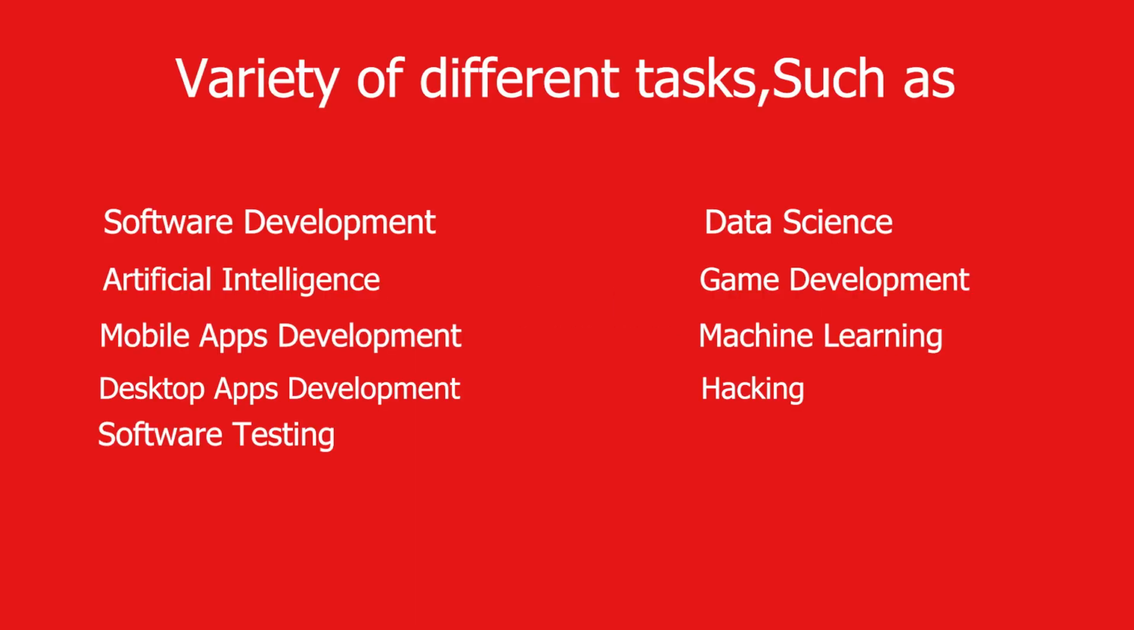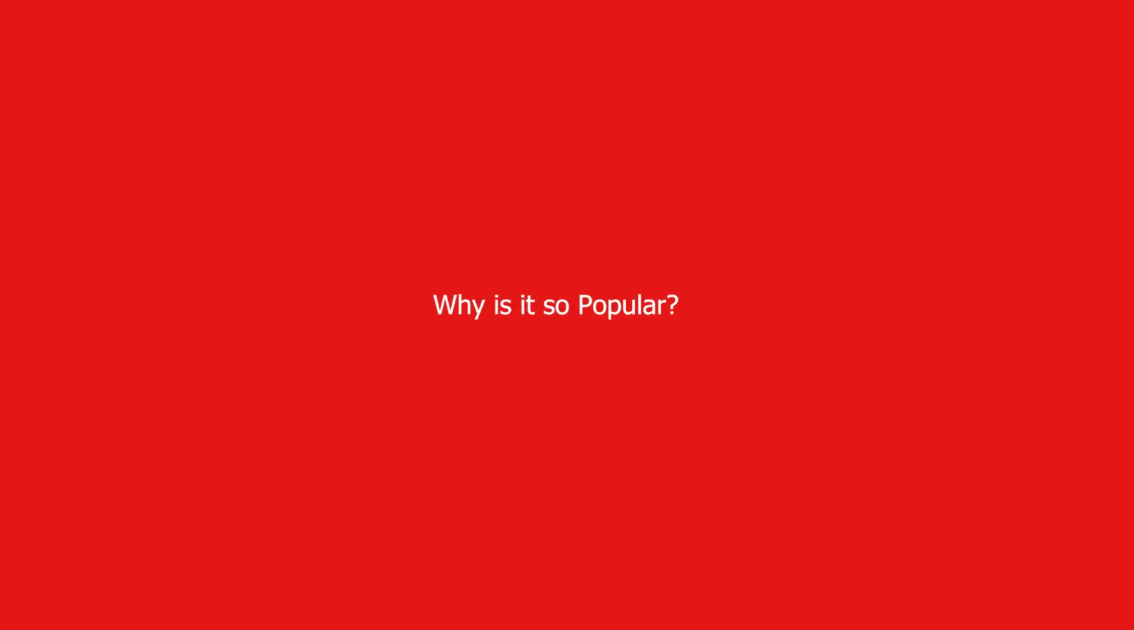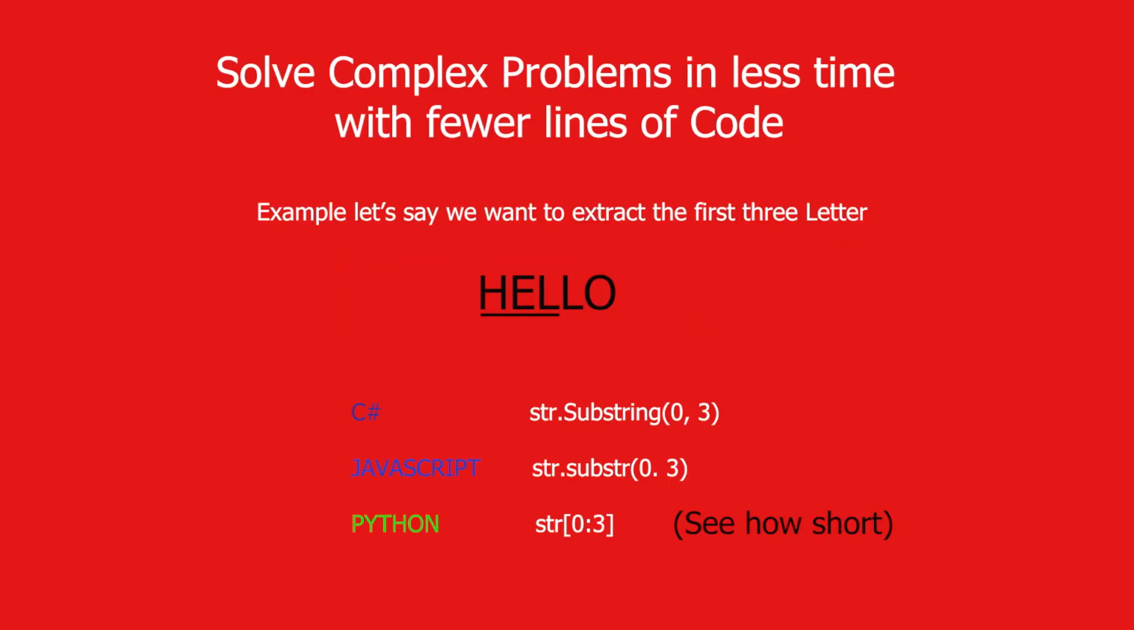What can you do with it? A variety of different tasks such as software development, artificial intelligence, mobile app development, desktop app development, software testing, data science, game development, machine learning, hacking. Why is it so popular? Solve complex problems in less time with fewer lines of code. Example, let's say we want to extract the first three letters.